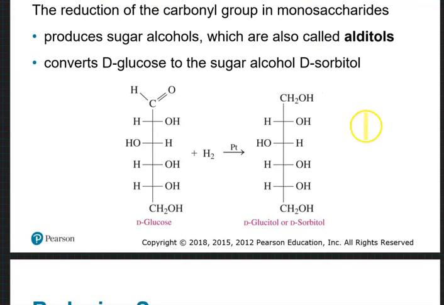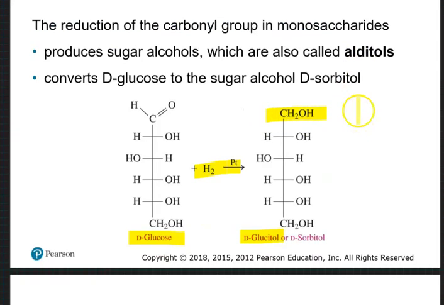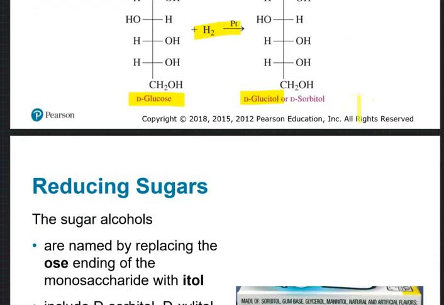Now, what about a reduction of monosaccharides? So you can use hydrogen and platinum catalyst to reduce D-glucose, an aldose, a sugar, into a sugar alcohol called D-glucitol. Okay? Another term for D-glucitol is D-sorbitol.